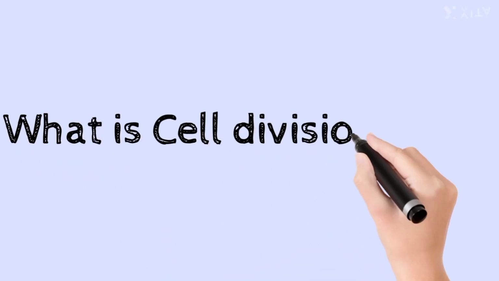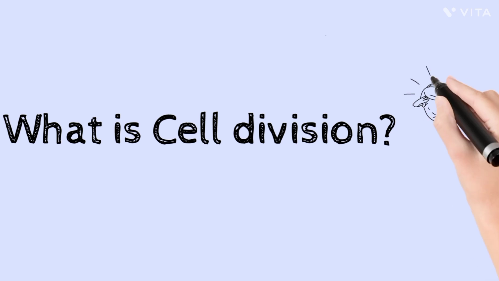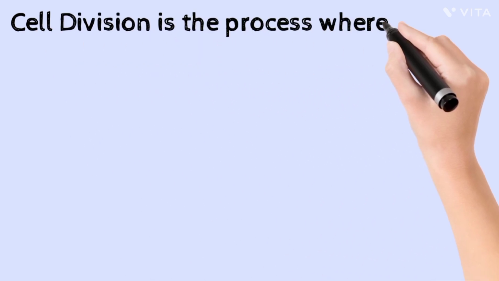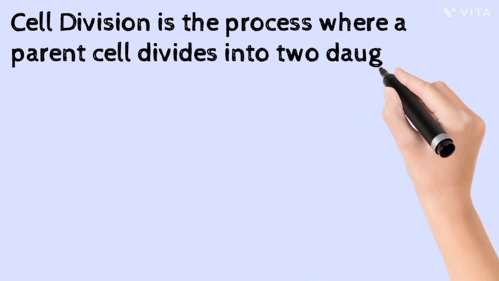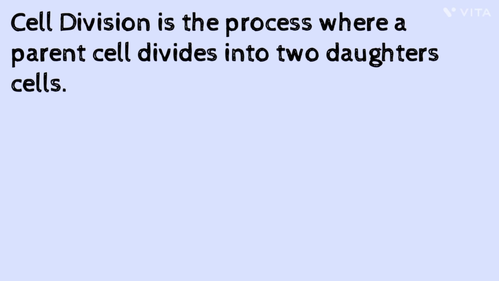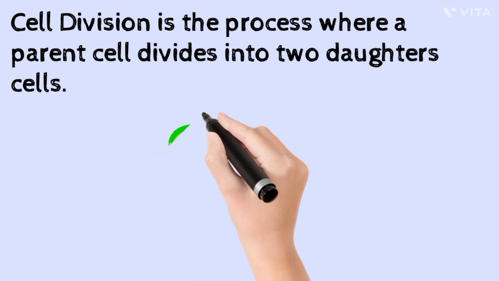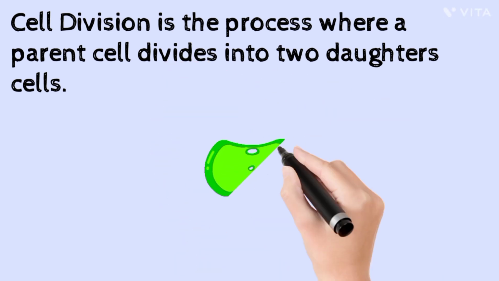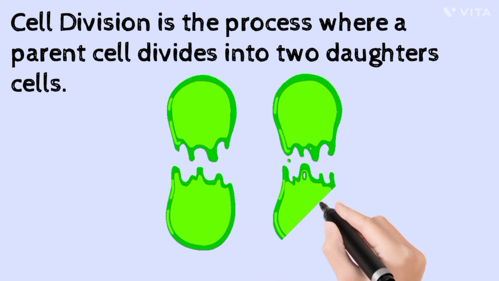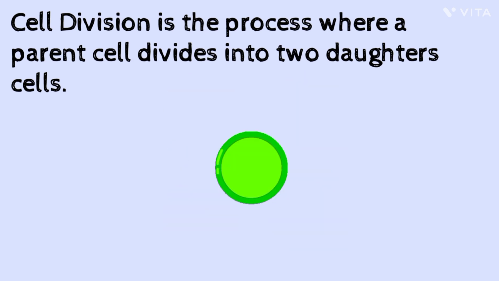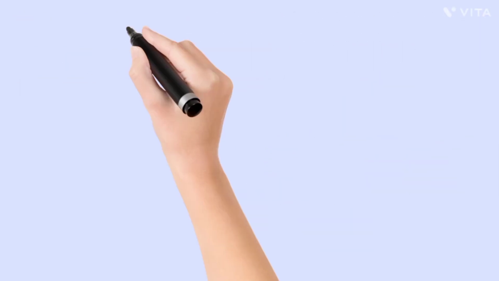Now, while hearing cell division, the first question which comes to our mind is, what is cell division? So, let's see. Cell division is defined as the process in which a parent cell divides into two daughter cells. So, cell division is basically the theory which states that all cells arise from pre-existing cells. In this diagram, we can see one cell is dividing and then subdividing into four different cells.